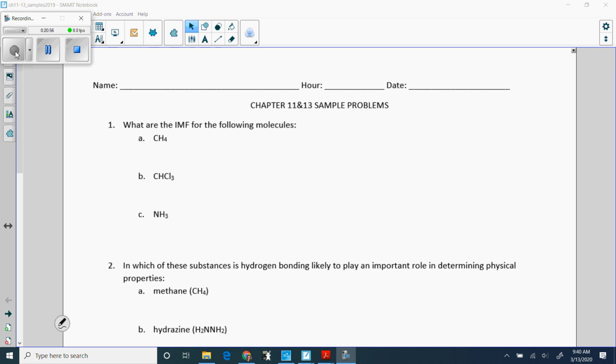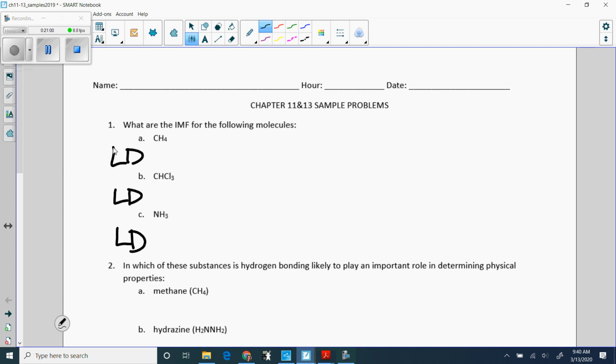The answer is always going to be at least London dispersion, because all molecules have London dispersion, because all molecules have electrons. The electrons cause the polarizability. They all just scooch to one side. That creates like a temporary dipole, and they're all going to have them.